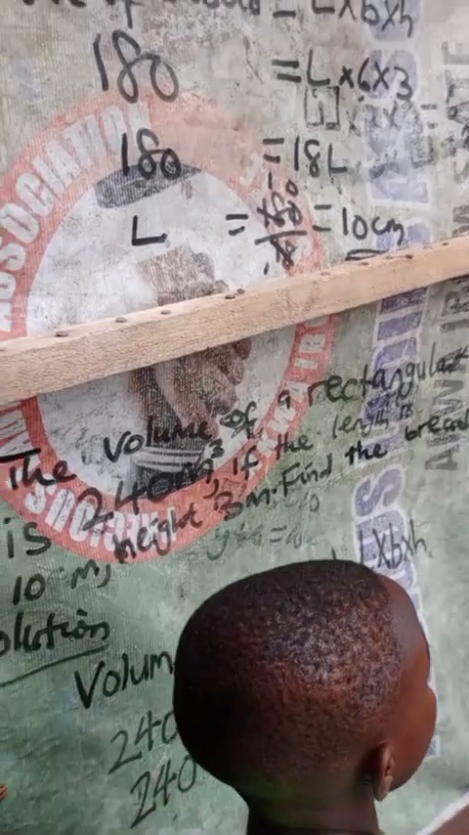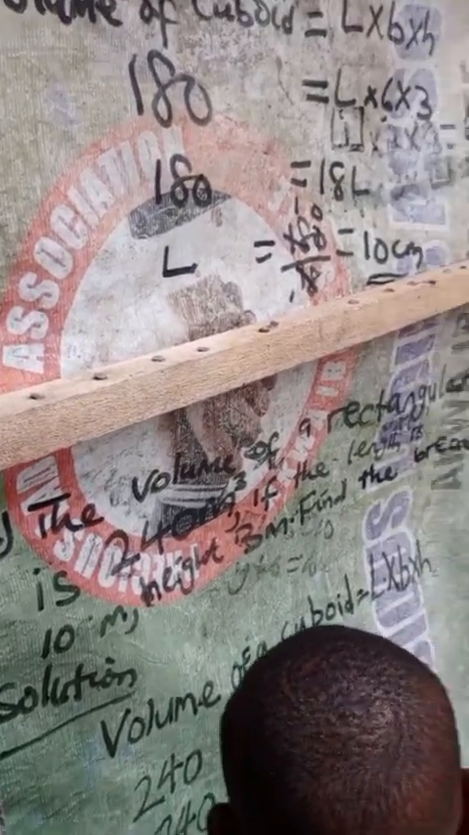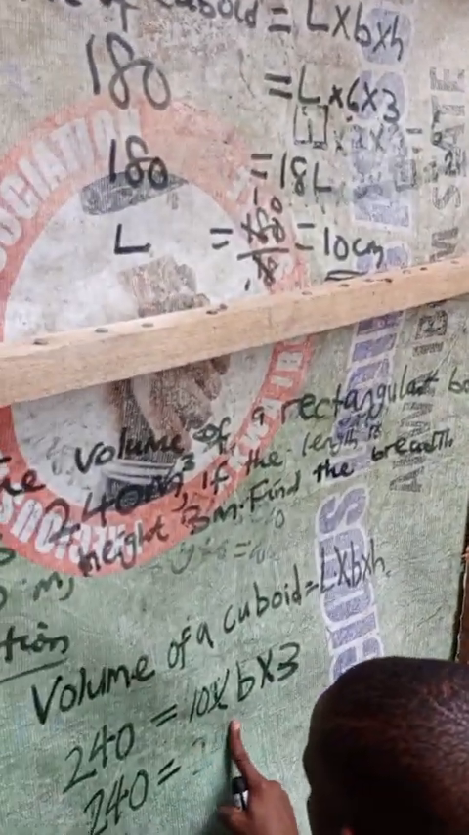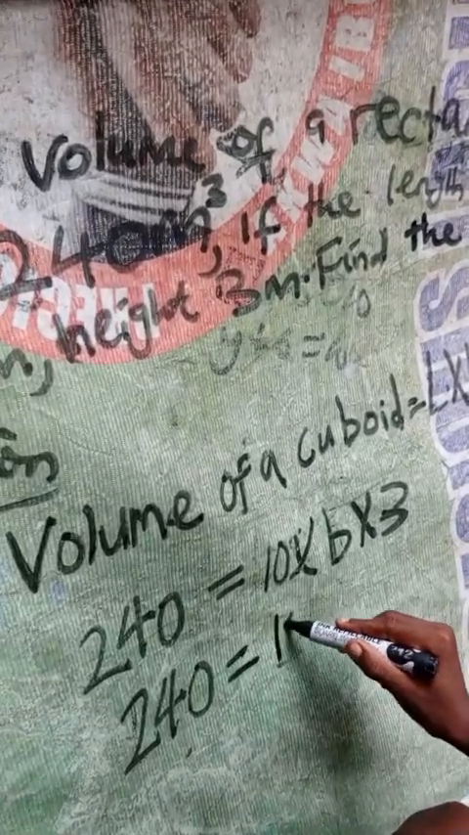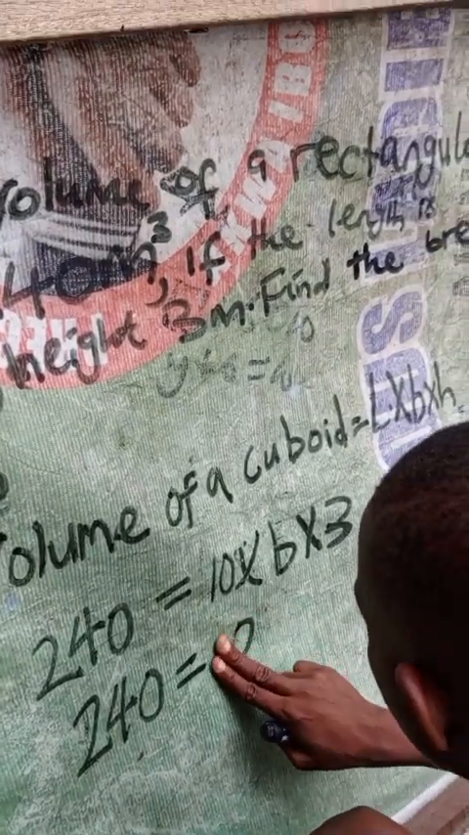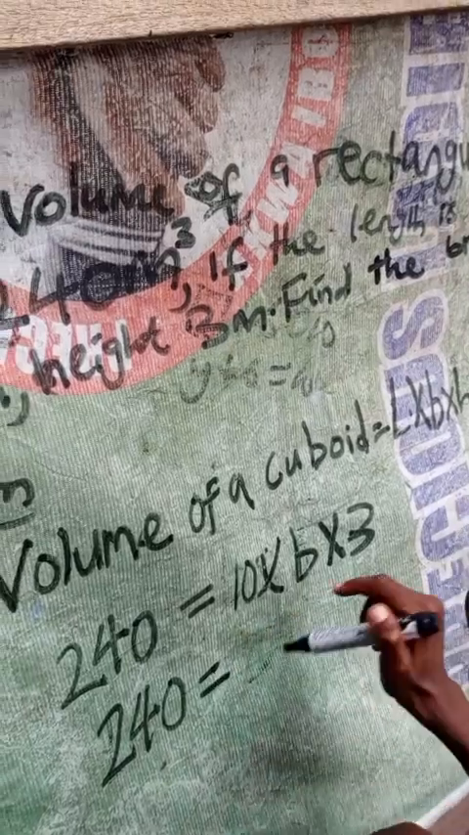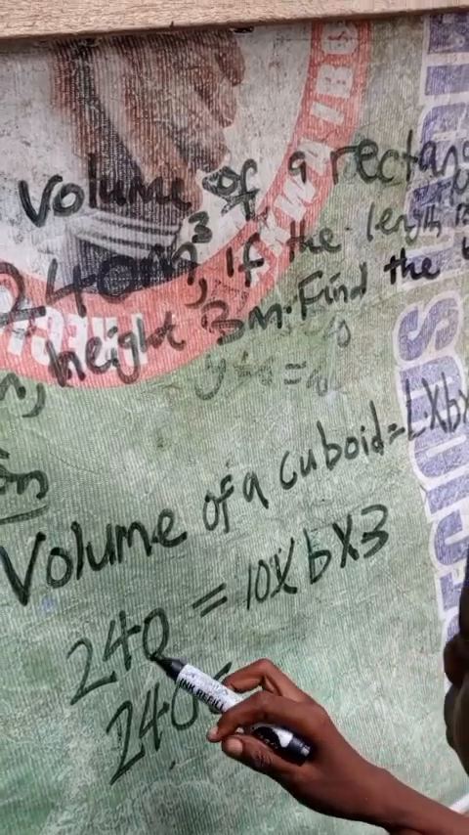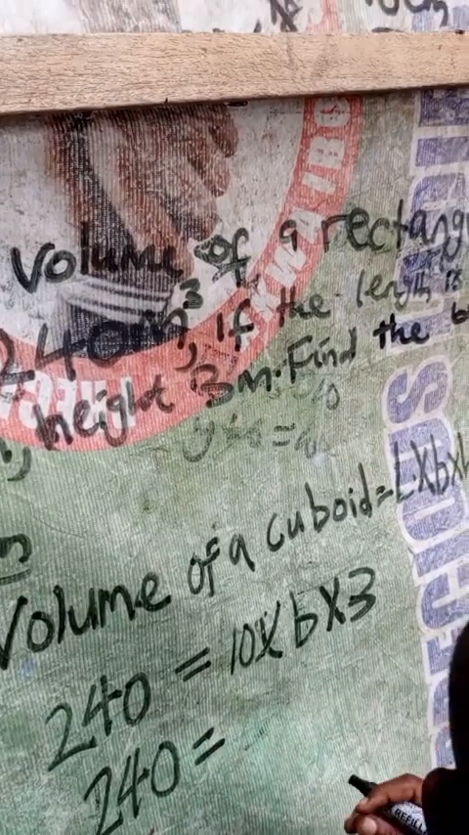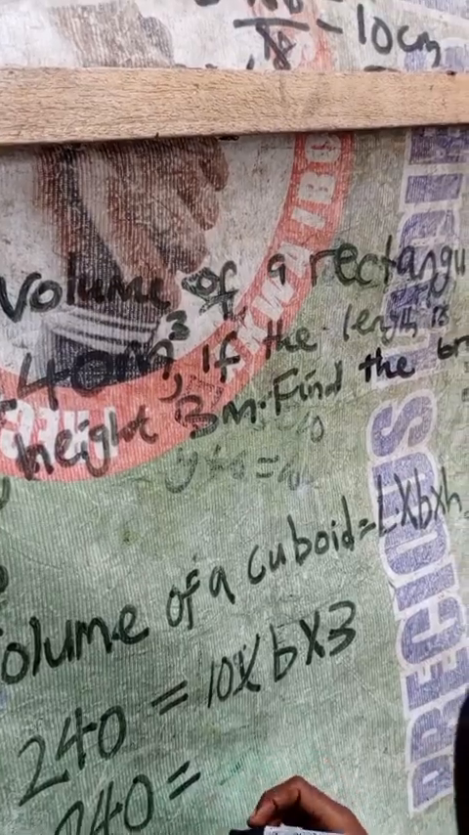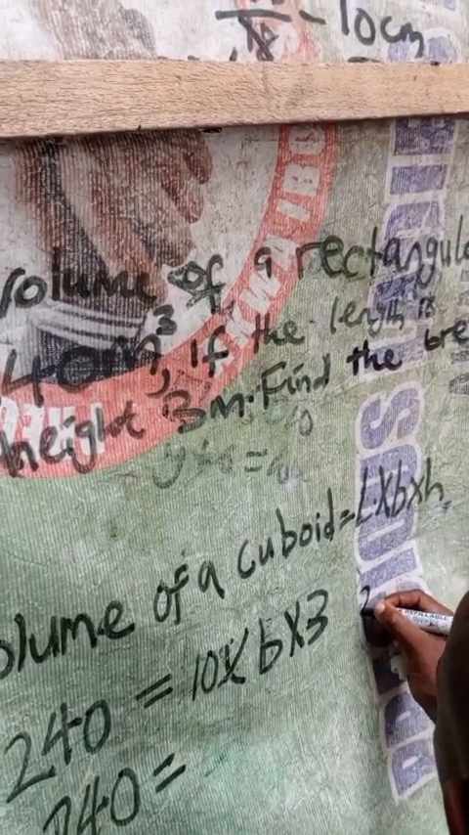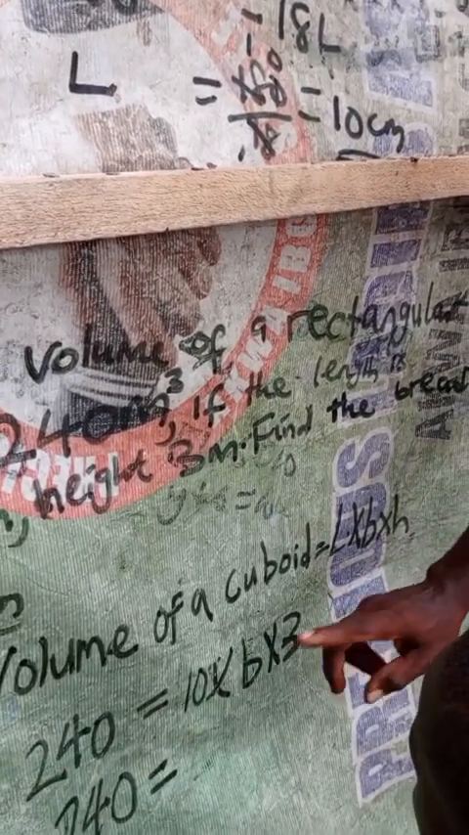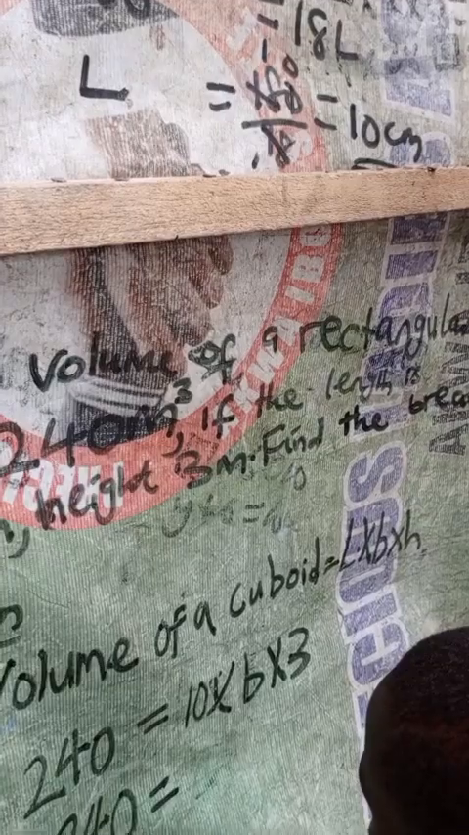10 times b is 10b. 10b times 3 will give you what? Just put the answer at once. 10 times 3 is 30. So 30 what? 30 times b. Yes, answer my question: 10 times 3 is 30, so 30 times b.